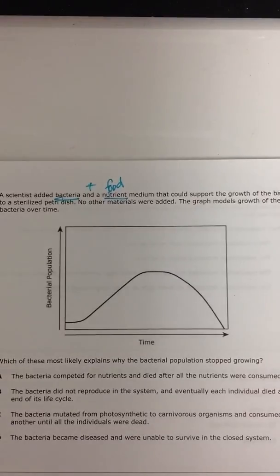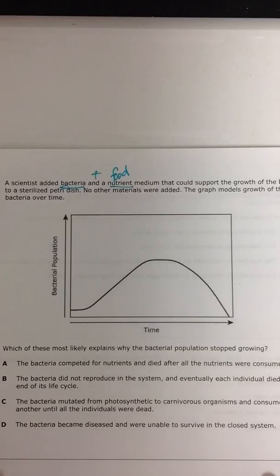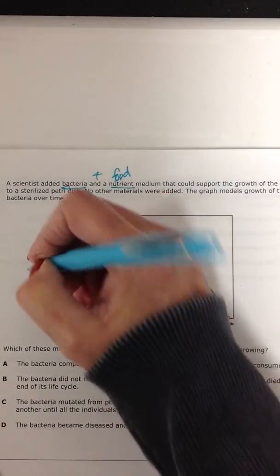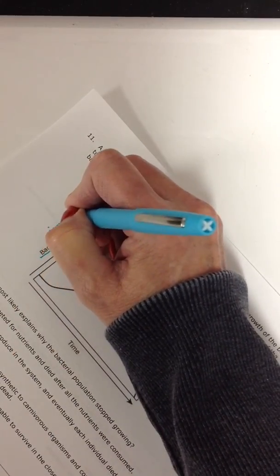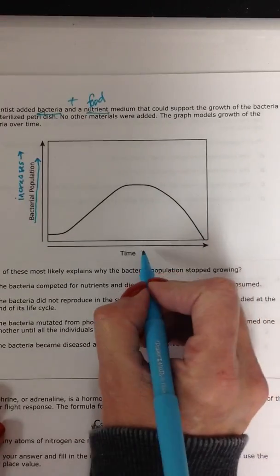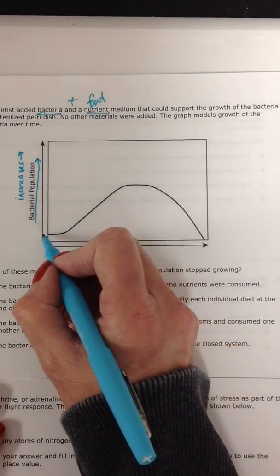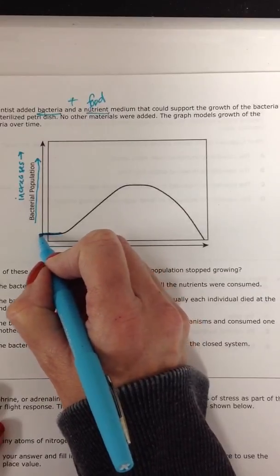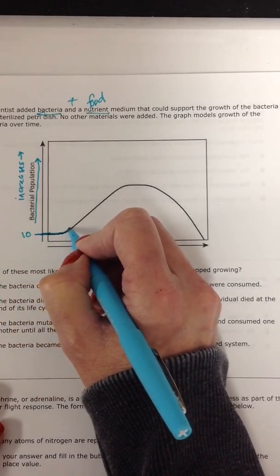The graph models growth of the bacteria over time. So it shows how the bacteria population goes up or increases over time. And here it tells us the time involved, and there's no number here, but that's okay. So you started here, and at first the bacteria stayed the same. Let's say there's 10 bacteria. But then look what happens.